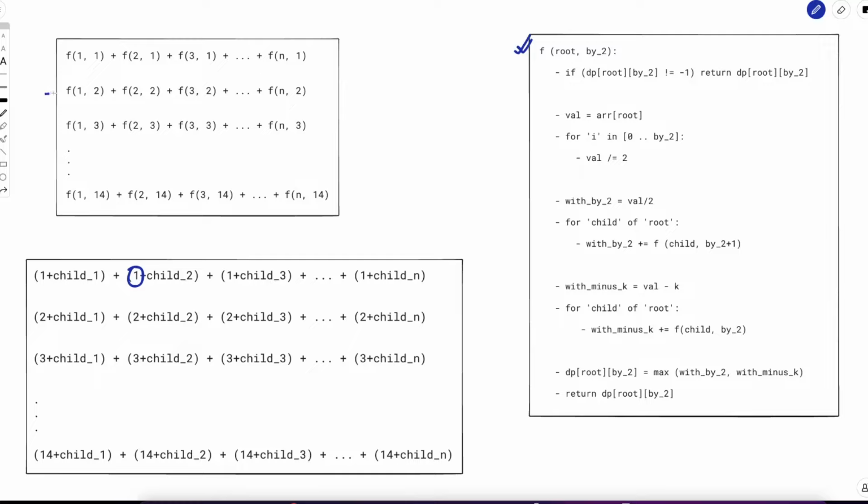In the same fashion for this one, the by 2 is 2, so this loop will go 2 times, so you will do 2 iterations here, and then child of 1, then child of 2, child of 3, other child of 1, and so on and so forth.